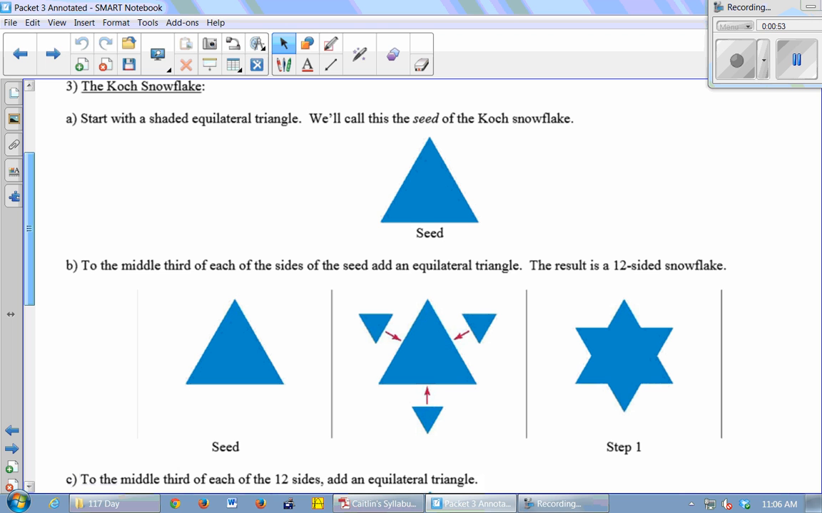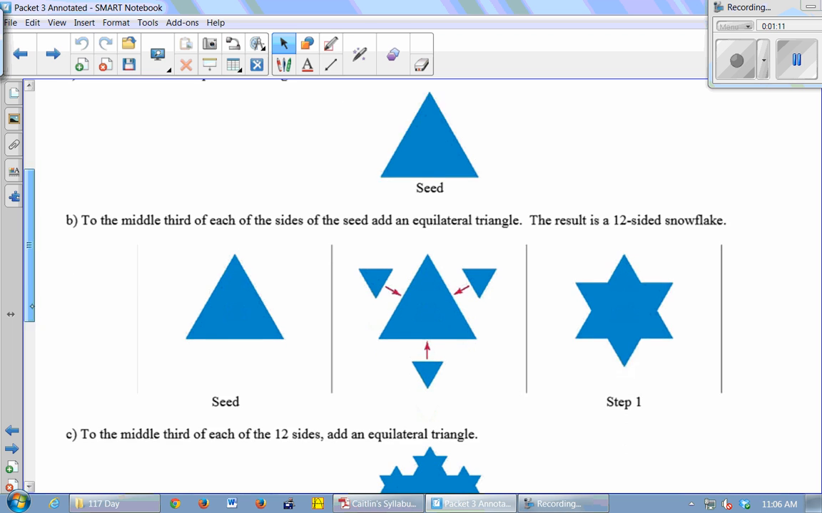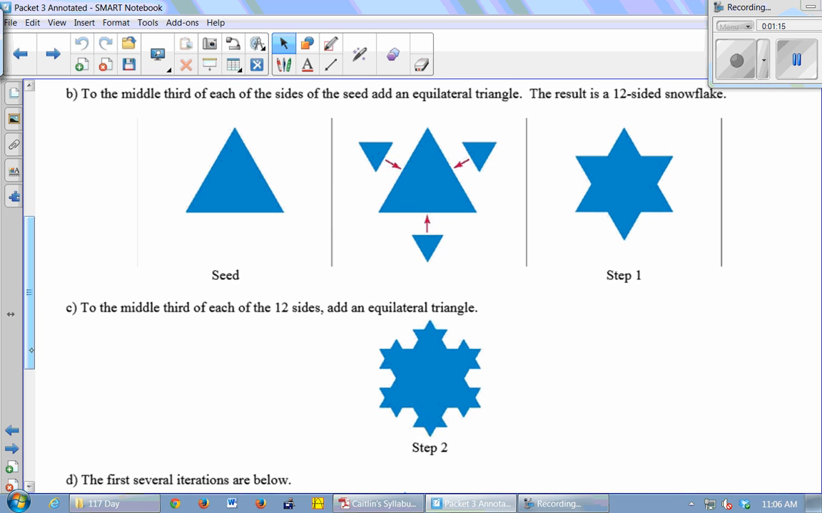Then to the middle third of each side of the seed, you add an equilateral triangle. I take the middle third of each side and glue on a smaller equilateral triangle. This is what I get at step one. And then you do it again. To the middle third of each of the 12 sides, at step one we've got 1, 2, 3, 4, 5, 6, 7, 8, 9, 10, 11, 12 sides, right? On the middle third of each of those, we add another little equilateral triangle. That gives you step two of the Koch snowflake.